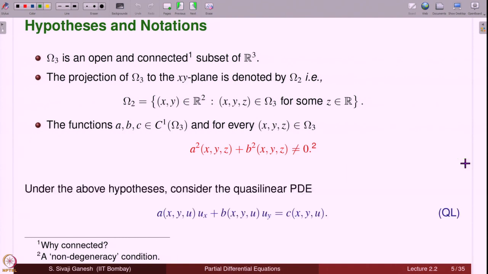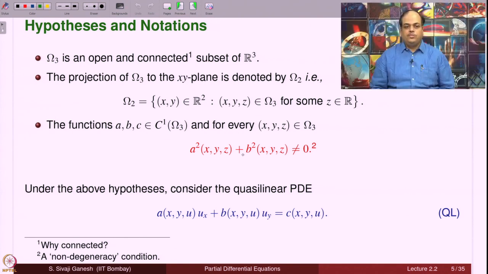Okay. Why do we need this assumption? It is because imagine both a and b are 0, then this equation which we are going to consider, the quasi-linear equation, there is no differential equation, because at that point maybe a is 0, b is 0. So, it is just C equal to 0, some kind of degeneracy. So, we do not want that. That is the reason why we assume a and b simultaneously cannot be 0 at any point in omega 3.